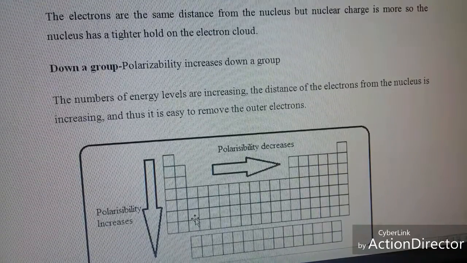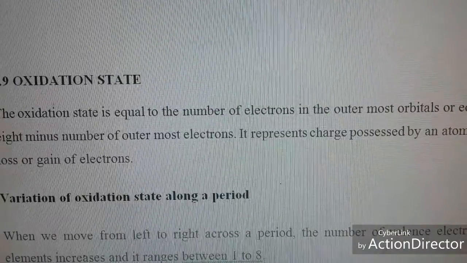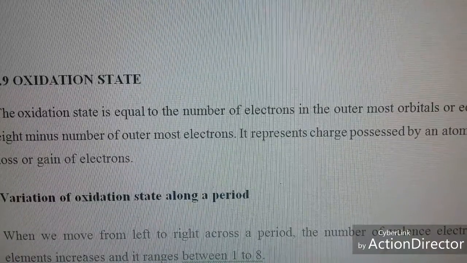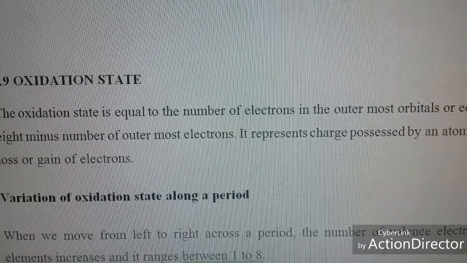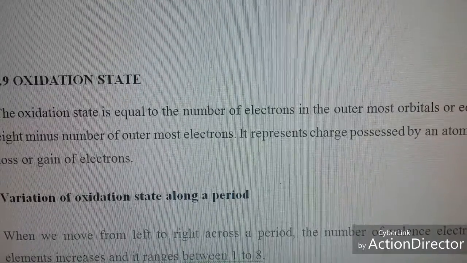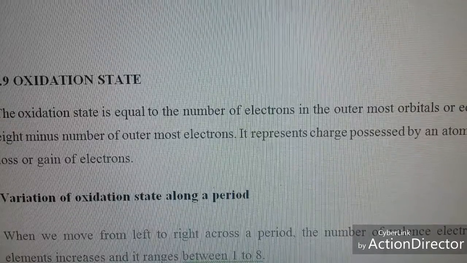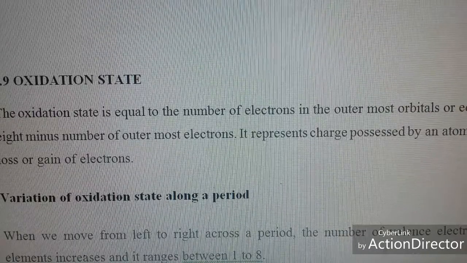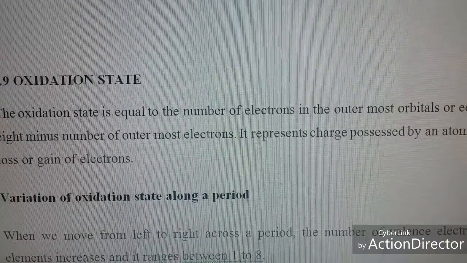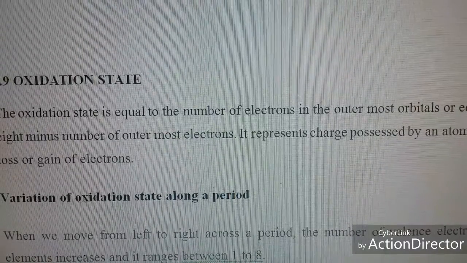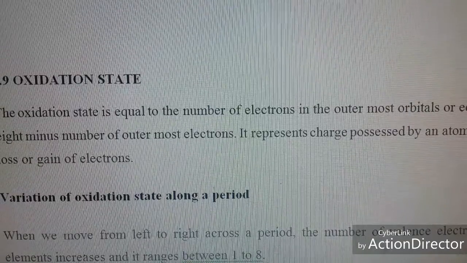Now let us talk about another periodic property, that is the oxidation state, which is nothing but equal to the number of electrons which are present in the outermost orbital, or you can say it is equal to 8 minus the number of outermost or valence electrons. So it represents the charge which is possessed by an atom due to loss or gain of electrons.